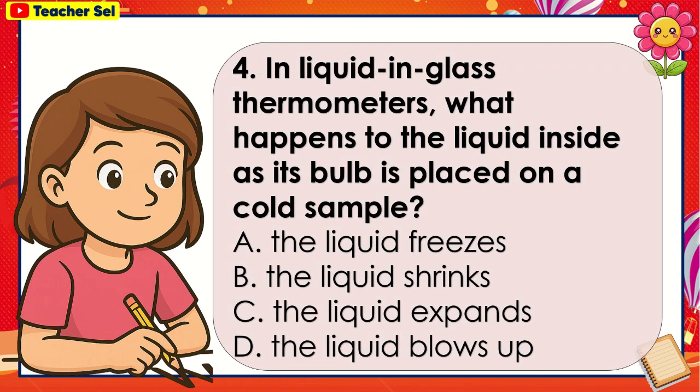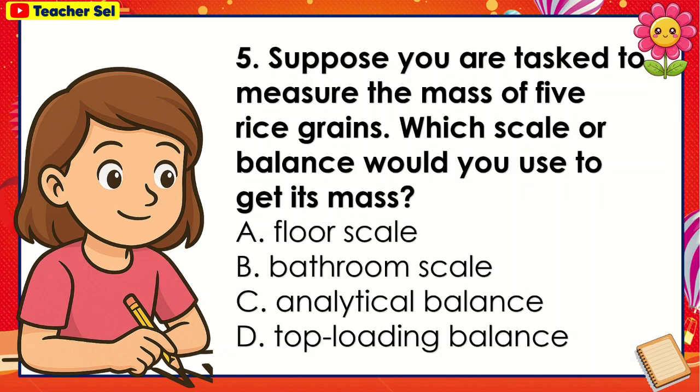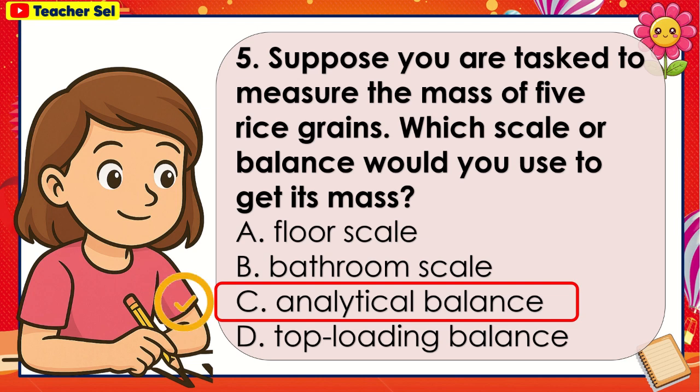In a liquid in glass thermometer, what happens to the liquid inside as its bulb is placed on a cold sample? The liquid freezes, the liquid shrinks, the liquid expands, the liquid blows up. You're right, it is letter B, the liquid shrinks. Suppose you are tasked to measure the mass of 5 rice grains. Which scale or balance would you use to get its mass? Floor scale, bathroom scale, analytical balance, top loading balance? It is letter C, analytical balance.